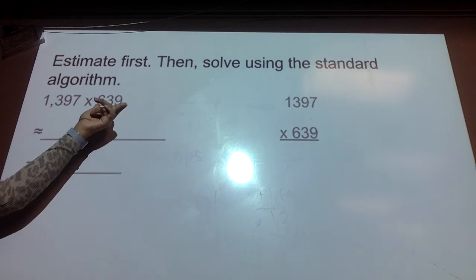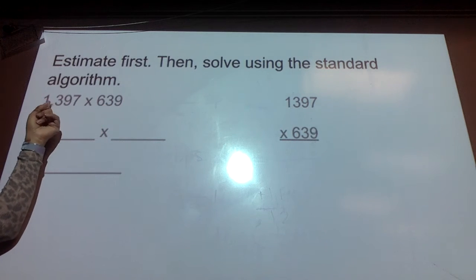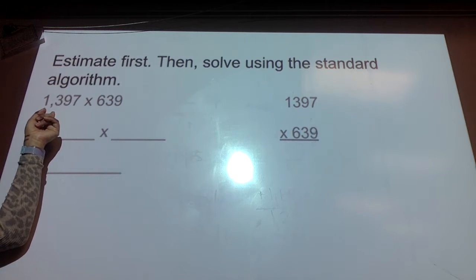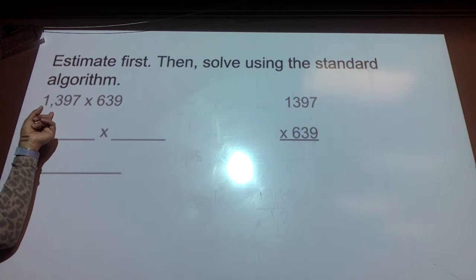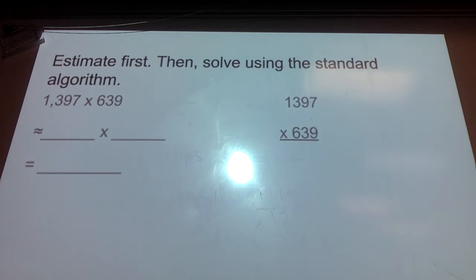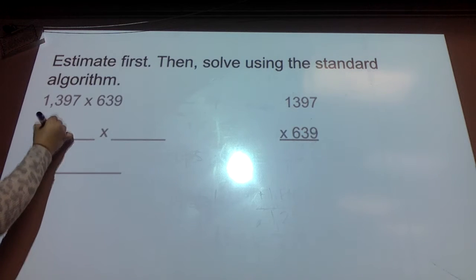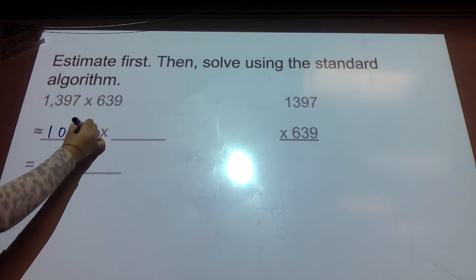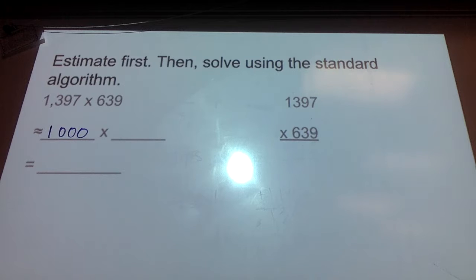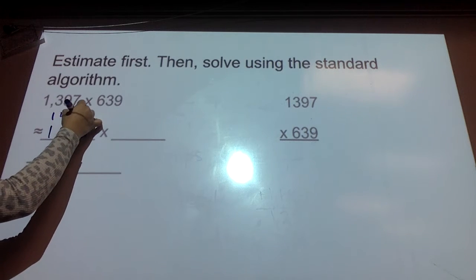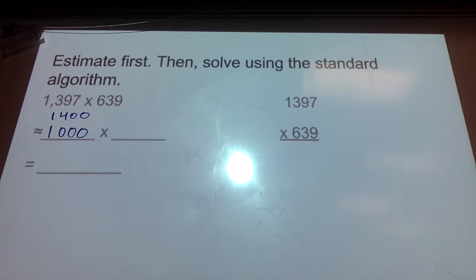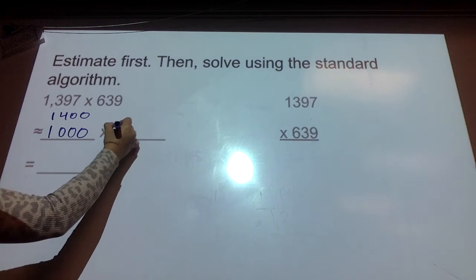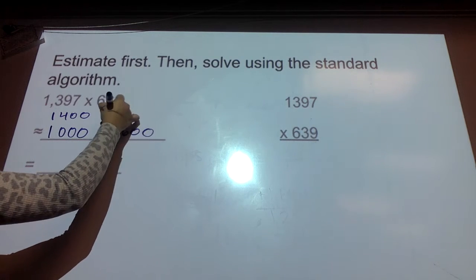So first let's round each of the factors. So 1,397, what should we round it to? 1,000? Or you could do like 1,400. Let's try both. Okay, and then what about 639? What should we round that to? 600? I would go with 600 as well.